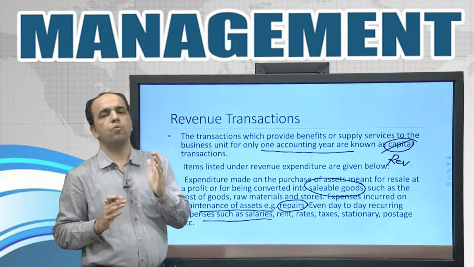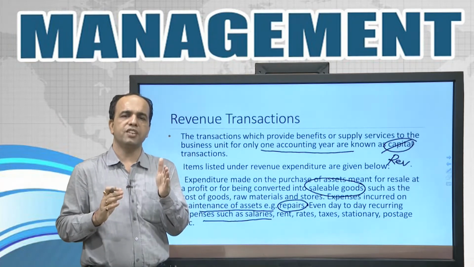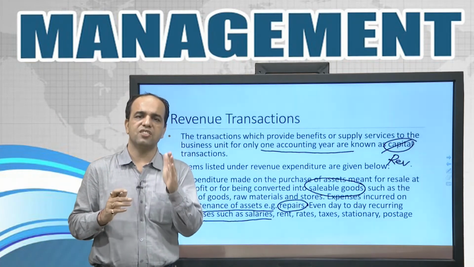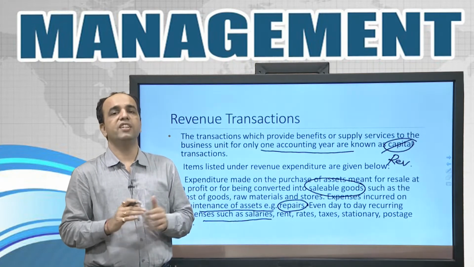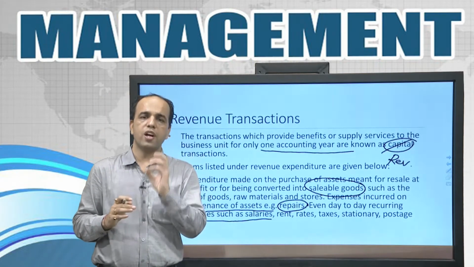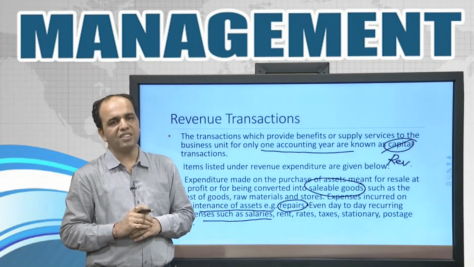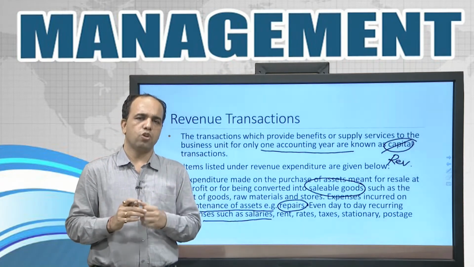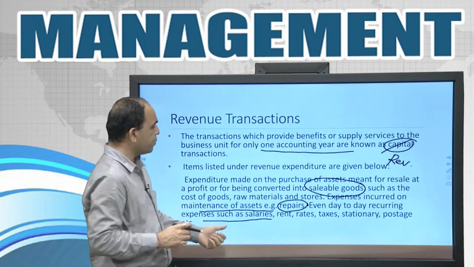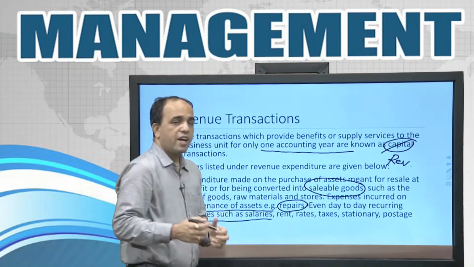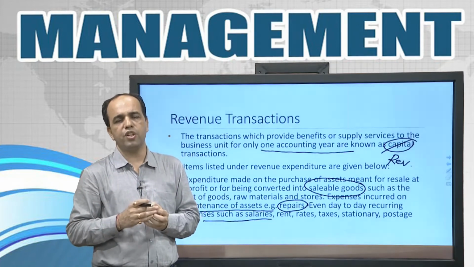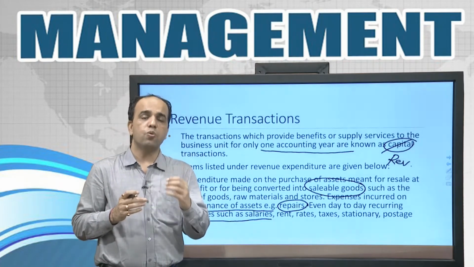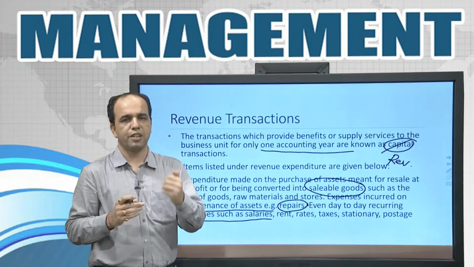Friends, we have learned that capital expenditure or capital transactions are generally recorded in the balance sheet in final accounts, while revenue nature transactions or revenue expenditure are generally recorded in the profit and loss account. So all those expenses, generally salaries, and one salient feature of revenue nature transactions is that they are frequently happening transactions in business.